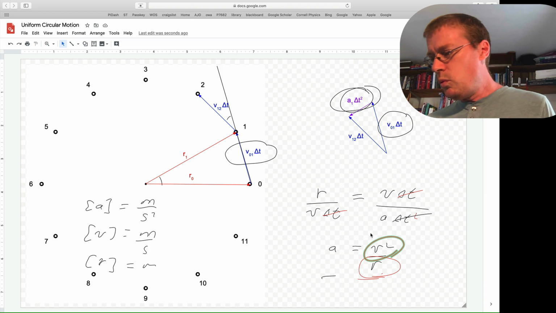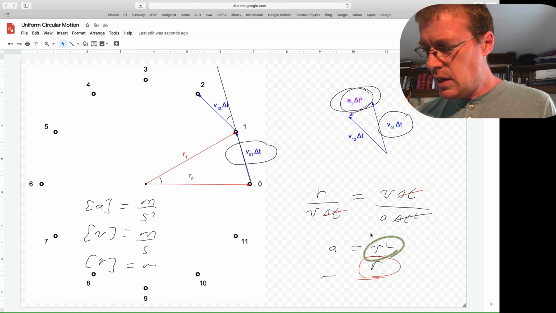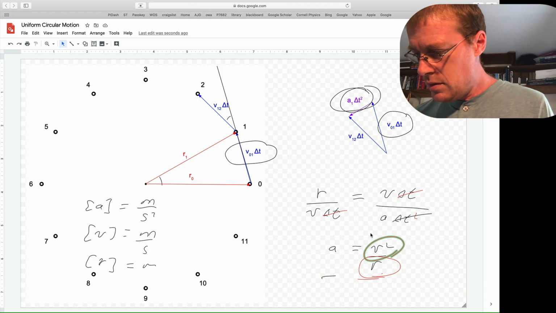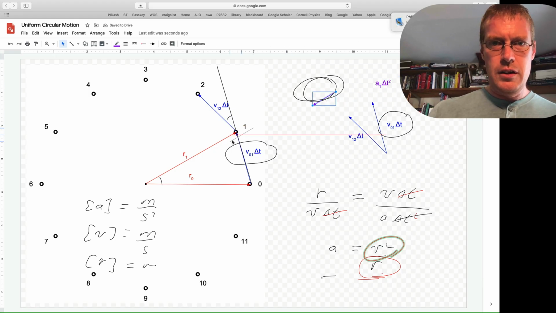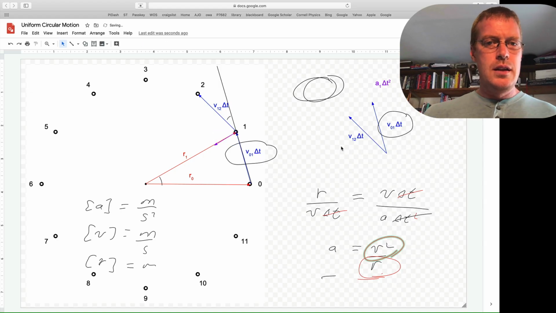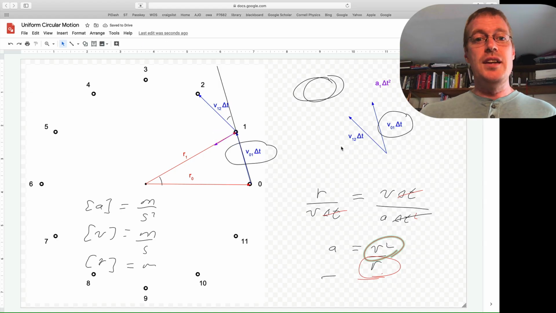And then one final thing is the direction. Take this vector here and move it over there. It's pointing right to the center of the circle. And this we know: if you have motion with constant speed, then the acceleration vector has to be perpendicular to the velocity.